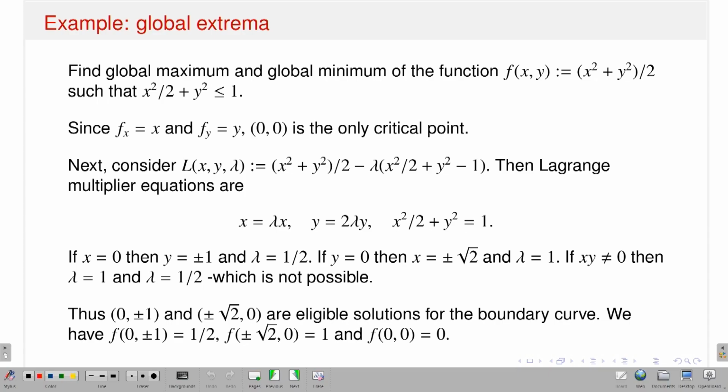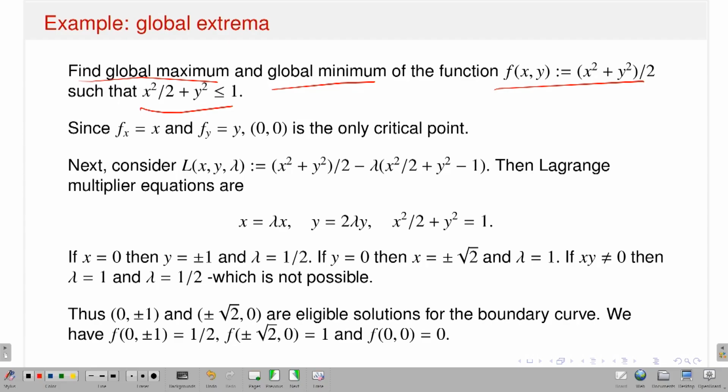Okay, one example I have given for global extremum. For example, find the global maxima and global minima of the function f of x,y equal to x square plus y square by 2. Again, it's a function of x,y, a very nice function, in this domain x square by 2 plus y square lesser or equal to 1.